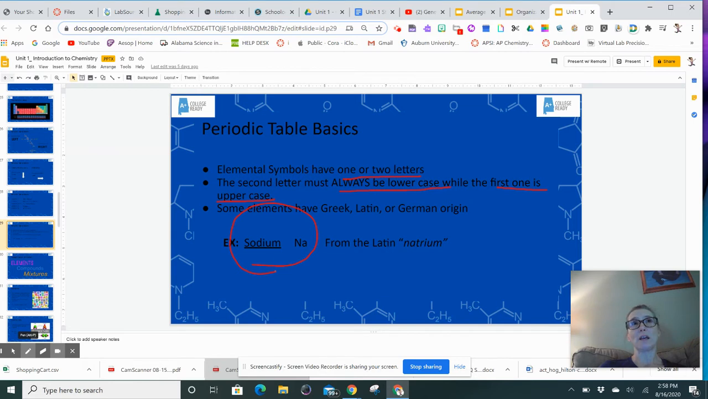In the case of the element tungsten, it has the symbol W. That's because the German word for tungsten starts with a W. I'm not sure what it is, but that's where the W comes from. So if the letter doesn't match the beginning letter of the element, then it's probably because they're taking the symbol from the original name in Greek or Latin or German in some cases.